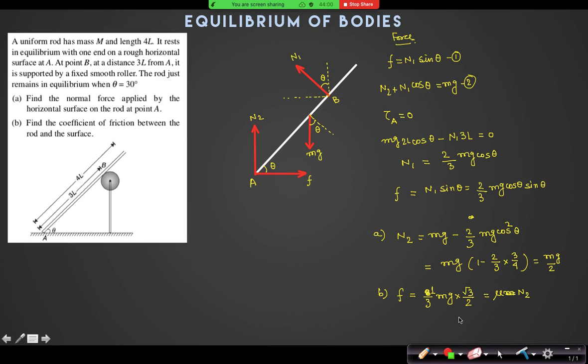Only N2 we will consider, not the other normal forces? Friction force only depends on the normal at the point on the surface, not on the other surfaces. So what is the value of mu in this case? Mg by 2 will get cancelled out. Is it 1 by root 3? Yes, that is the answer of this question.